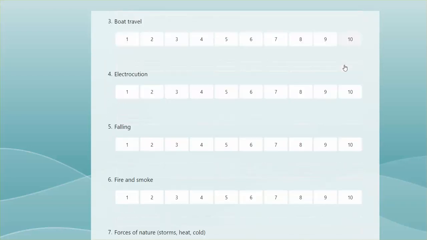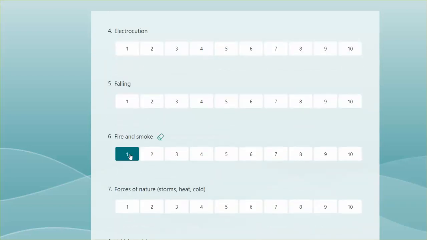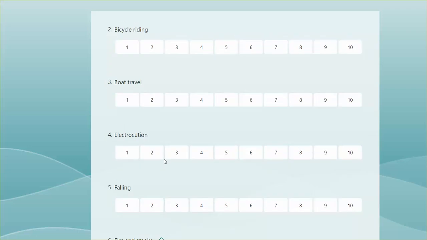So if I think that fire and smoke is the riskiest, I would give that a 1. And if I think that electrocution is the least, I would give it a 10. You should use each number 1 through 10 just once when you complete this.